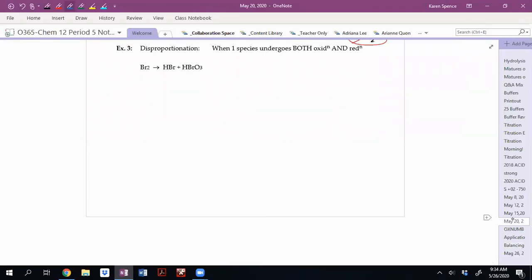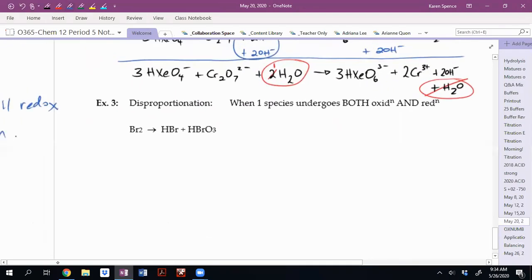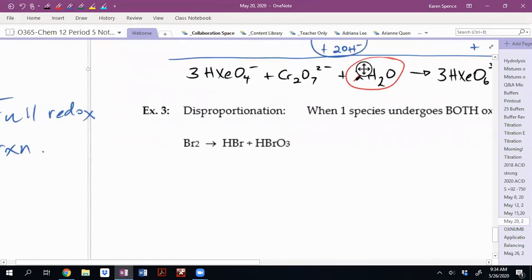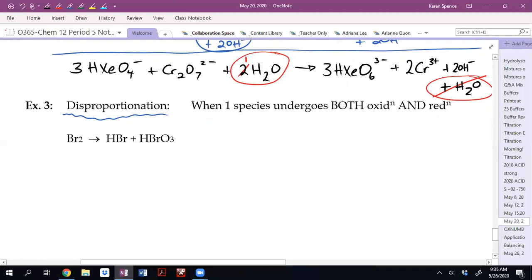So we are going to go through an example today of a full redox reaction. And we're going to go through the example, which is called, you don't need to know this name, okay? It is called disproportionation. Like I said, you don't need to know it. It's got so many syllables in it. But it is what happens if you have a single species, just one species, that undergoes both oxidation and reduction.